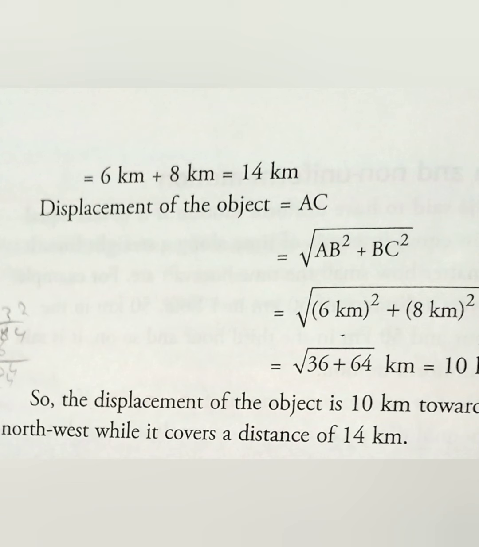Now, displacement is equal to AC. So, AC is equal to under root AB square plus BC square. When we put these values, we get 10 km. We can say the displacement of the object is 10 km towards the northwest, while distance equals 14 km. Displacement is a vector quantity, it has magnitude as well as direction, while distance is a scalar quantity, it has only magnitude, not direction.